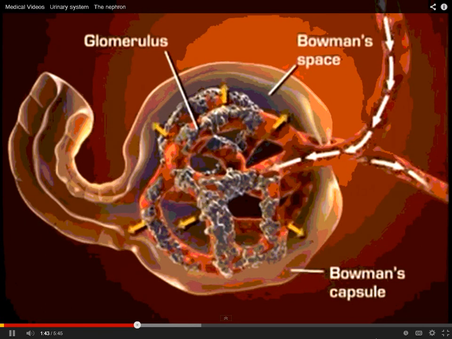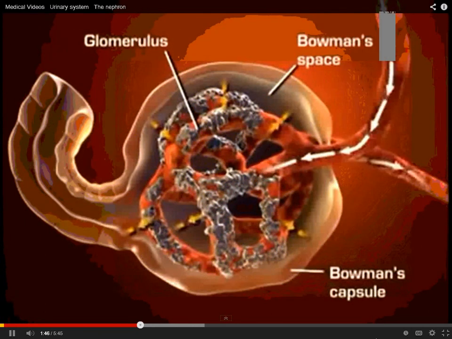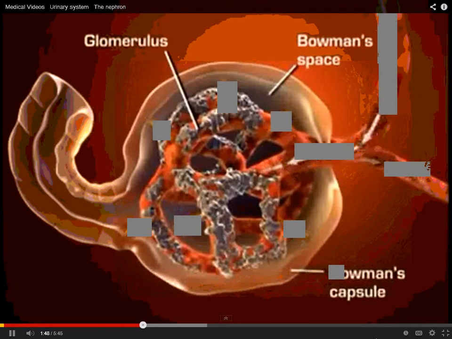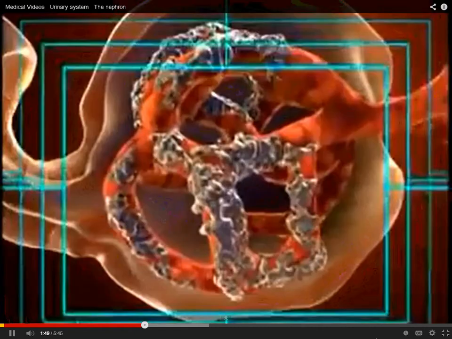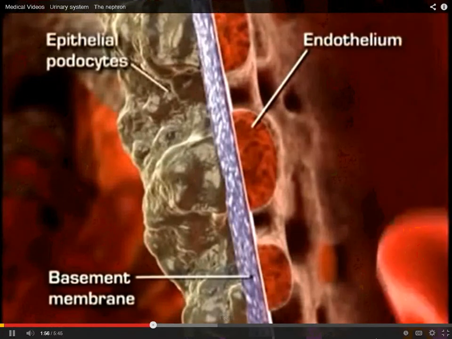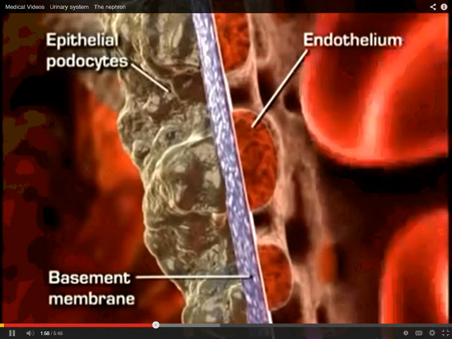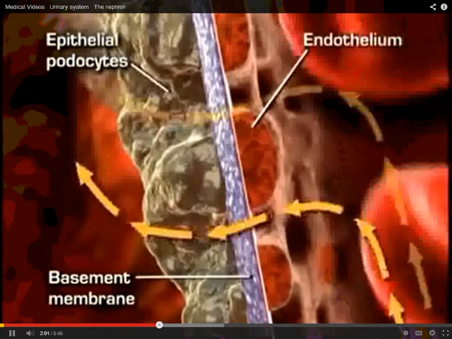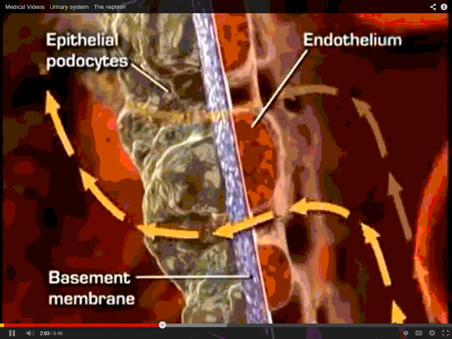Fluid is filtered from capillary blood into Bowman's space through the glomerular filtration membrane. The glomerular filtration membrane consists of 3 layers: the capillary wall, the basement membrane, and the inner epithelium. This membrane allows small substances to pass through, but not all. The fluid that is filtered from the capillary blood into Bowman's space is called filtrate and forms the primary urine.